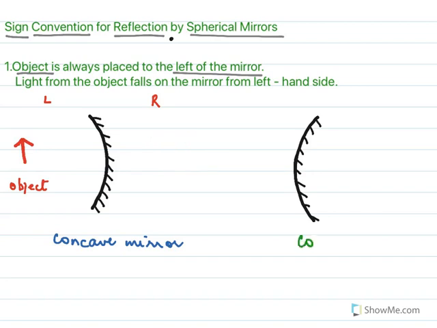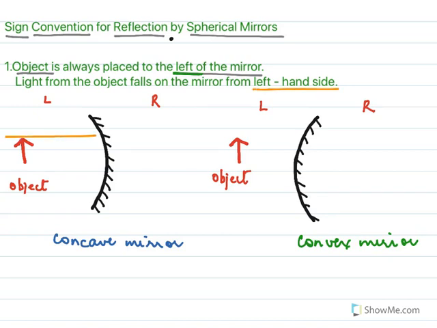Here we have the convex mirror. And like we said, the object is kept to the left of the mirror. Of this mirror, this is the left and this is the right. The object will always be kept in front, on the left of the mirror. It is never kept behind the mirror. So here is the object, which means when the rays of light come in, they always come from the left hand side of the mirror.